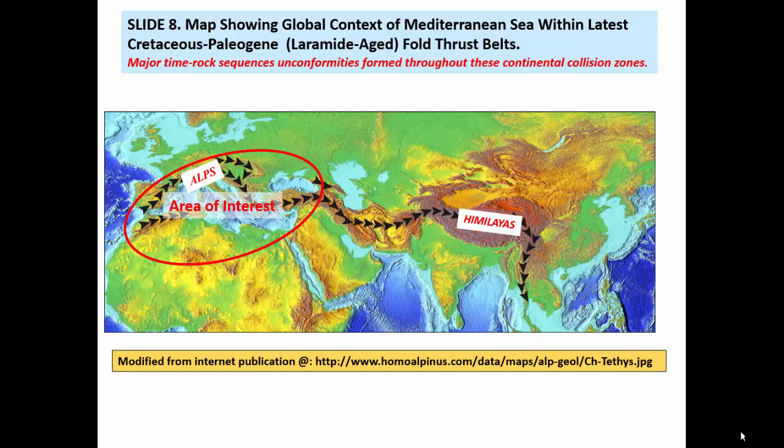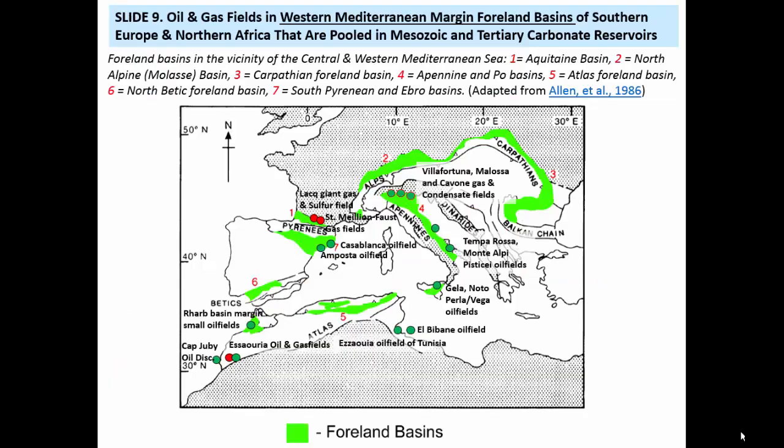The area of interest there again is the Mediterranean Sea. You got the Alps on the left, the Himalayas on the right, different petroleum systems. But just to kind of get you an idea is how big that collision margin is. Then we go back and we look at how foreland basins relate to the oil fields, and this is mainly Western Mediterranean. I didn't really focus on the Eastern Mediterranean.